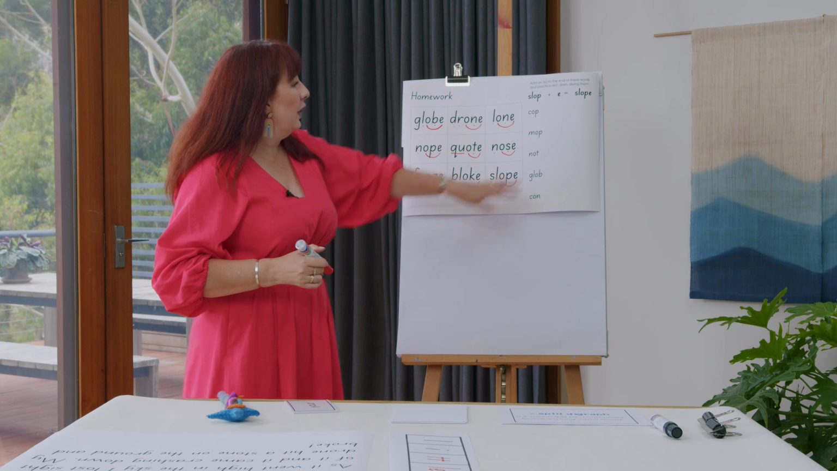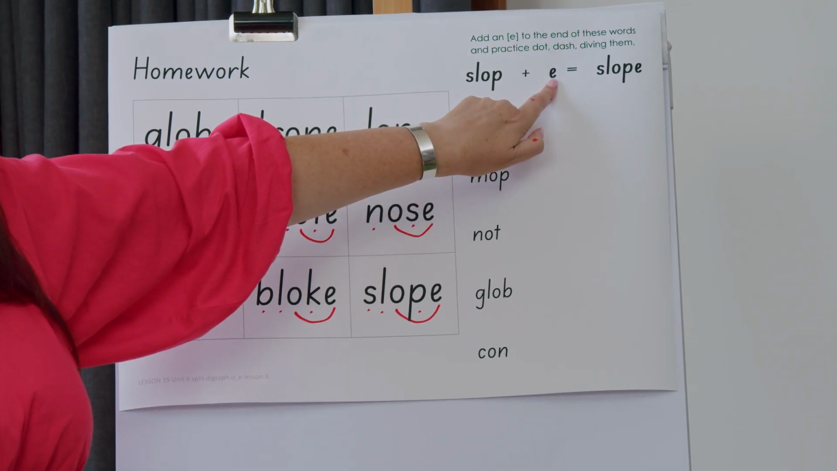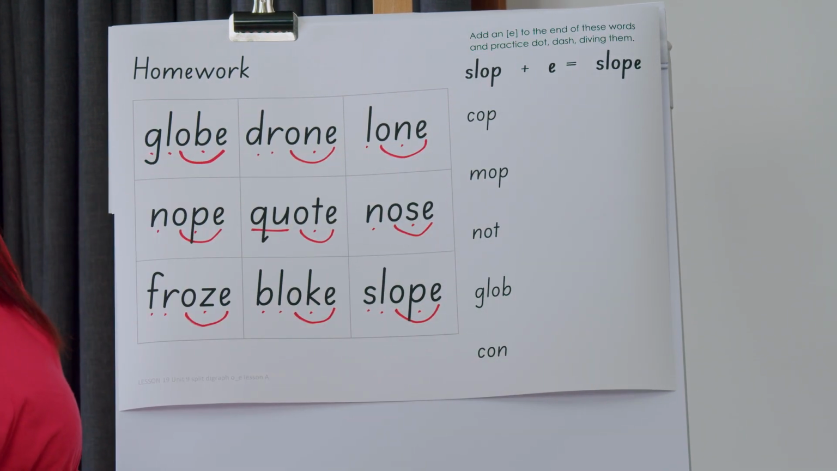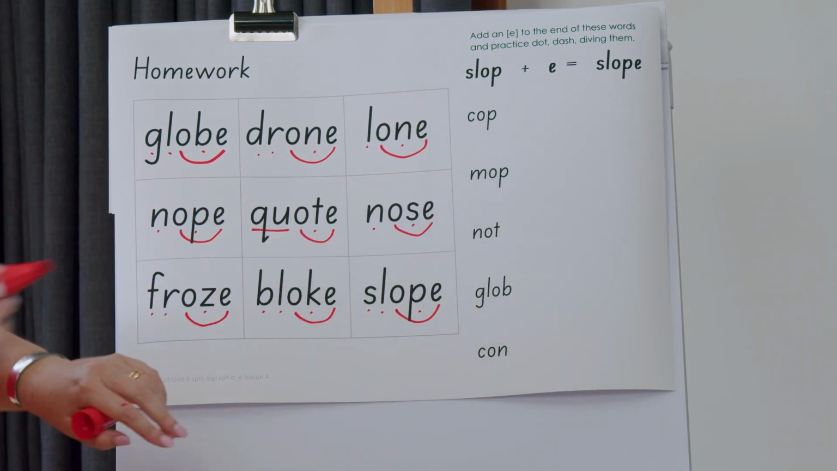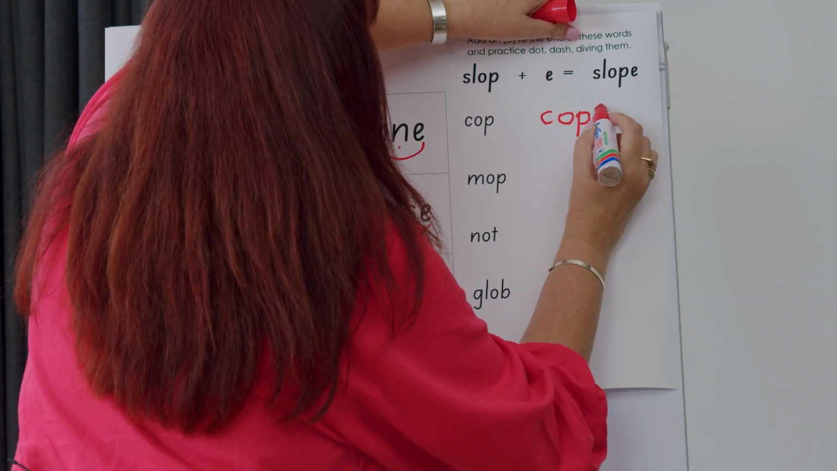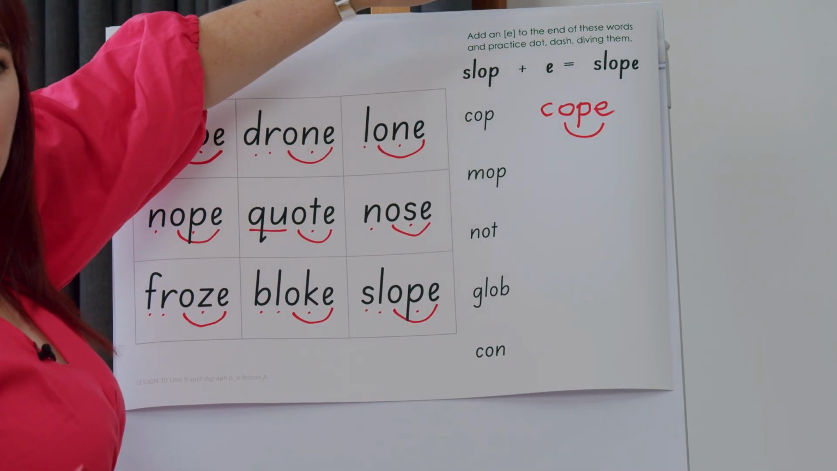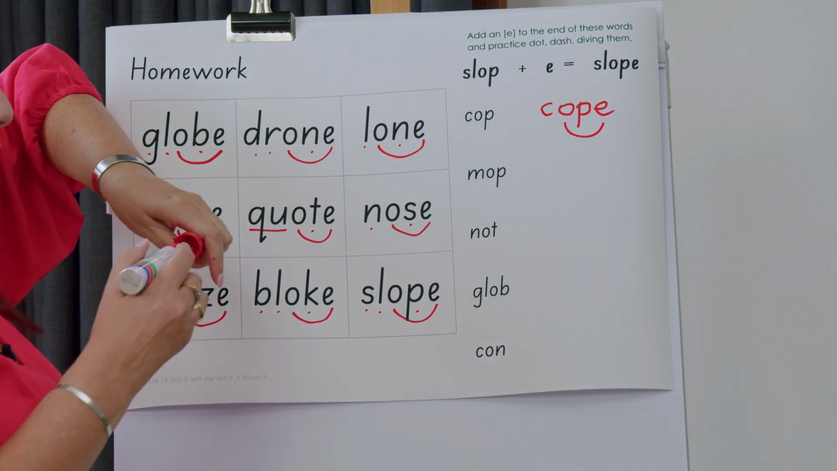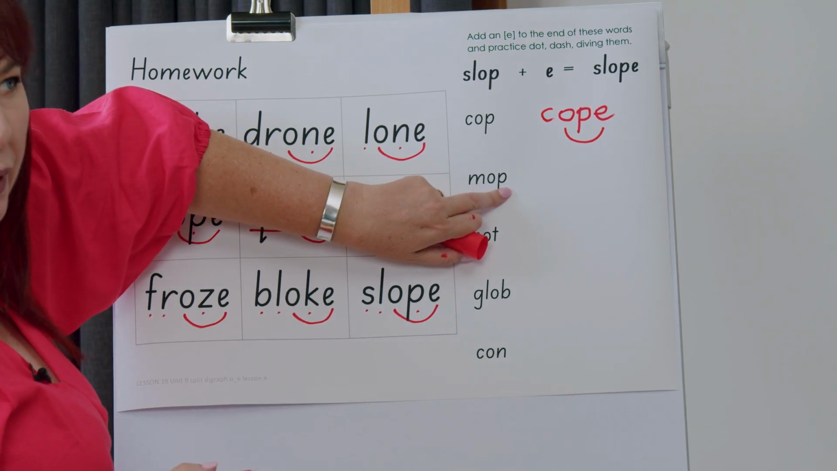Then I asked you to have a look at some of these words and add the letter E to the end to change the short vowel sound to a long vowel sound. How did you go with that? So we have cop. Let's write it with the E. Cope. I can't cope with the extreme heat. Have you heard that word before? Our next word, mop.